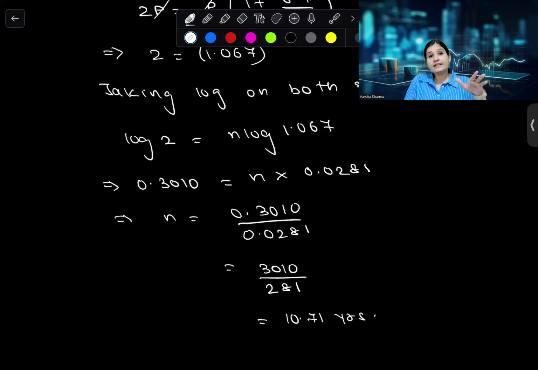Here the population was increasing. That's why we wrote 1 plus 6.7%. If the population would have been decreasing, I would have written 1 minus 6.7%. Interest usually gets added, right? That's why the formula was 1 plus R by 100. If it was getting reduced, we'll subtract it, 1 minus. So if it is increasing, we'll add, 1 plus R by 100, and if it is decreasing, we'll write 1 minus R by 100. Agreed?